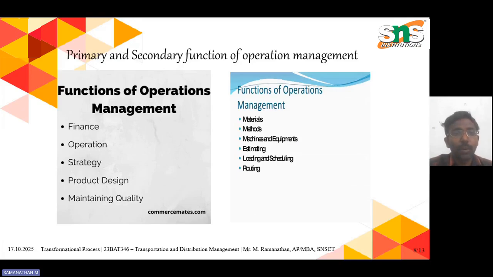Now we are going to see the primary and secondary functions of operation management. The primary functions of operation management are finance, operation strategy, product design and maintaining quality. These are the basic things. The secondary functions are material, method, equipment, tools, machinery, loading, scheduling and routing. These are further functions of operation management.